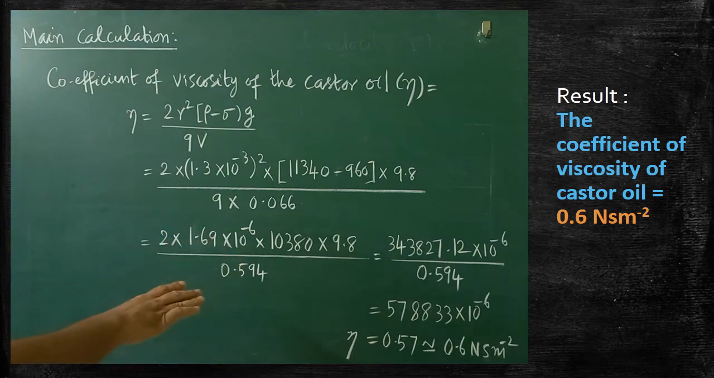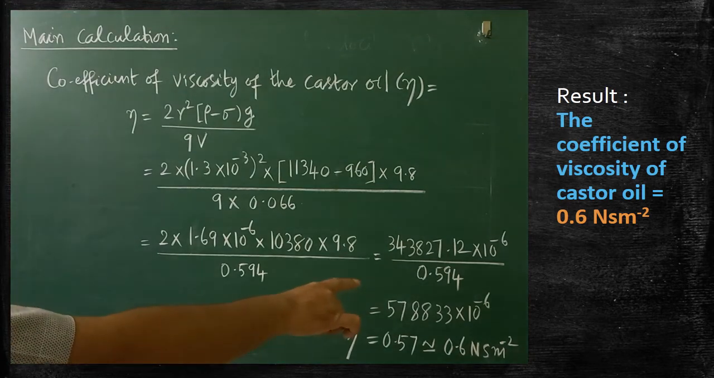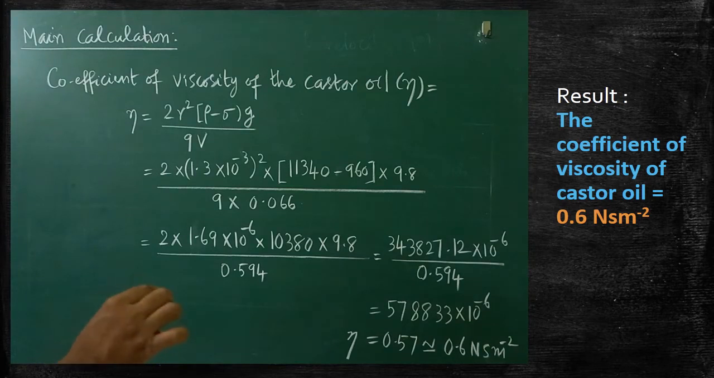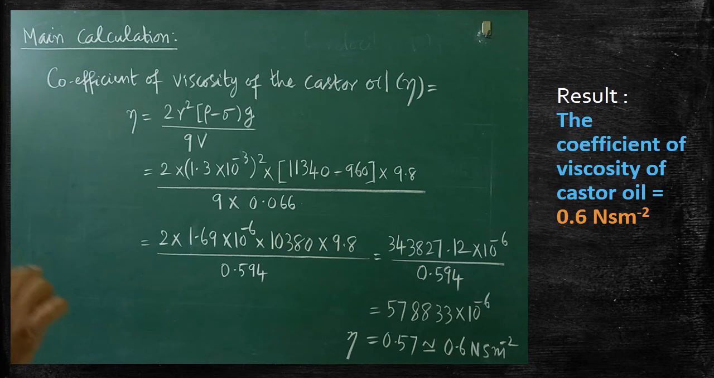Substitute all the values, calculate the values. Finally, you will get the answer as 578833 into 10 to the power of minus 6. After placing the decimal point, finally you will be getting the answer as eta is equal to 0.57. That could be approximately written as 0.6 Newton second meter to the power of minus 2. So this is the value of the castor oil's coefficient of viscosity. So the final answer is the coefficient of viscosity of the castor oil is 0.6 Newton second meter to the power of minus 2.